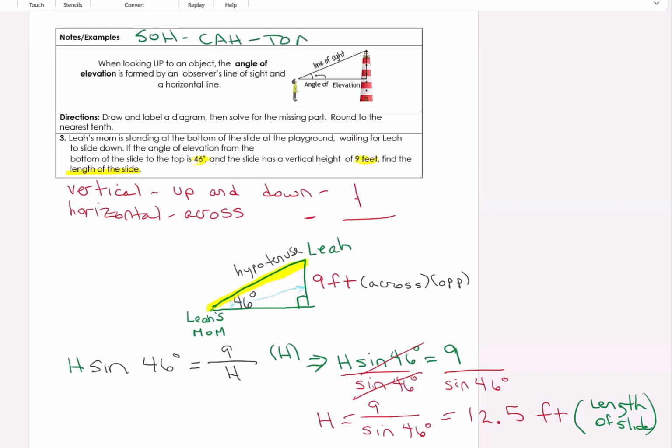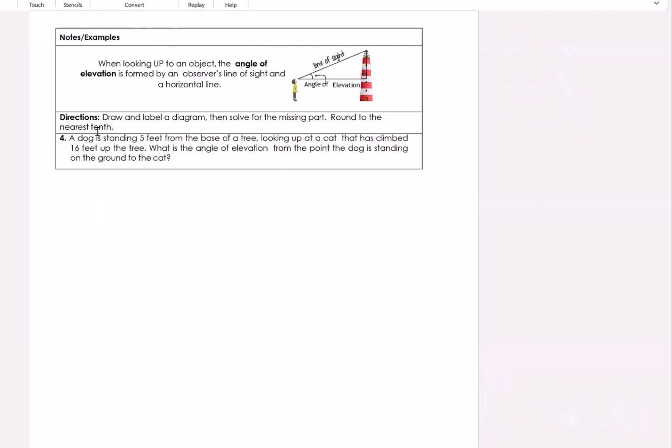SOHCAHTOA, which says that the sine is equal to the opposite over hypotenuse. Cosine equals adjacent over hypotenuse, and tangent is equal to opposite over adjacent. And you really need some angle here. That's a Greek letter called theta, and we're just going to say that is our angle of elevation for these problems. Okay, I have one more.